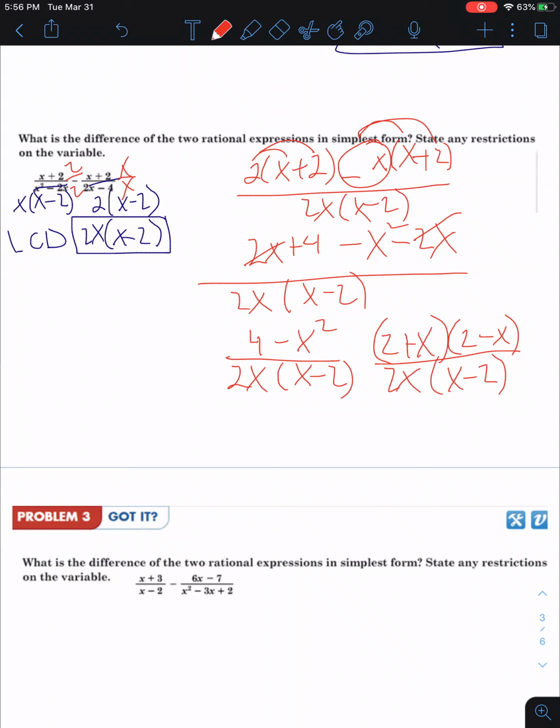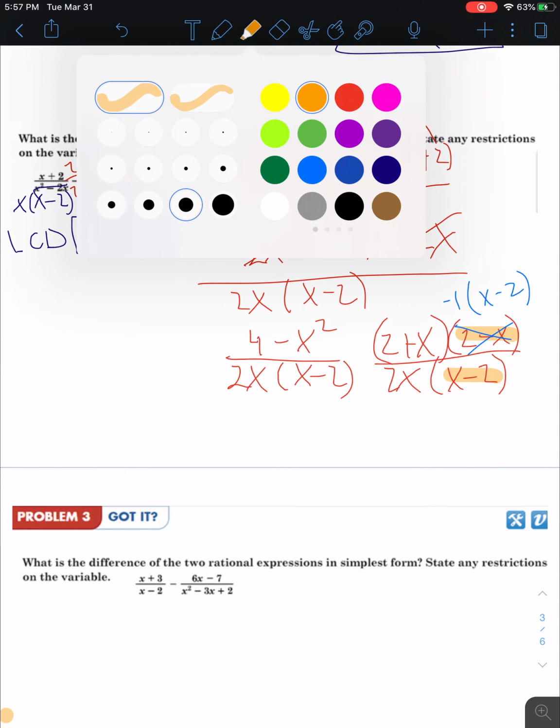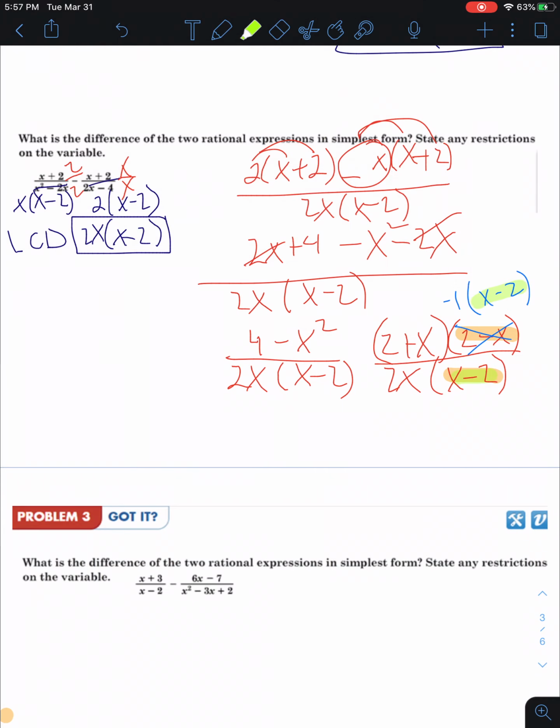Now, if you think back to what we did a couple sections ago, we talked about the property of negative 1, and notice these two terms right here, 2 minus x and x minus 2. They are exact opposites. If I factored out a negative 1, I would get negative 2 plus x, or x minus 2. And now, all of a sudden, presto, I have x minus 2 and x minus 2, and those guys will cancel out.